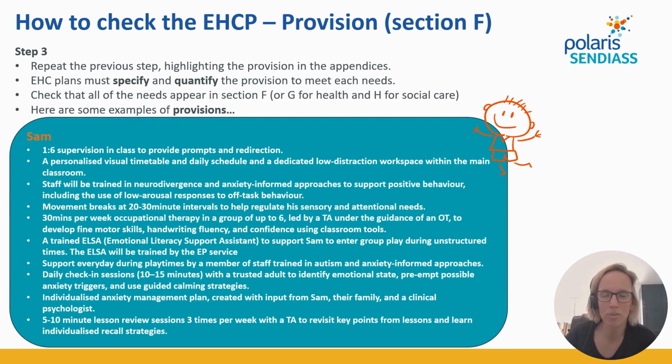And now we're on to step 3. For step 3, we need to grab the highlighter again, go back to the appendices and look at the provisions that have been identified by the range of professionals. Just remember that EHC plans must specify and quantify the provisions. So for example, they must tell us how many or how much of something a child needs and how often. This is really important. Again, I'm going to stop because there are several examples below that are specific. They tell us how much the child needs and how often.